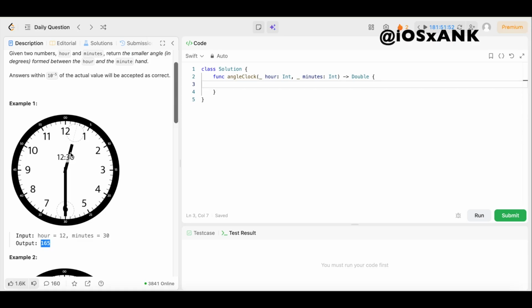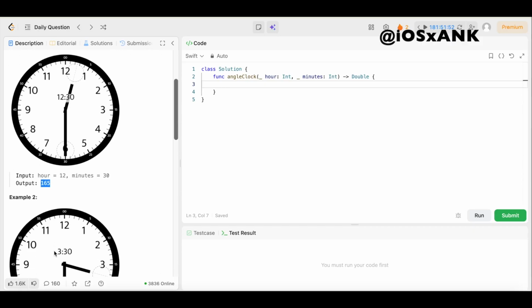When it's 12:30, we have a 165-degree angle. As you can see, it's almost 180. 180 would be a straight line, but it's not quite 180 because the 12 hour hand has started moving clockwise already, because we're at 12:30. So this angle right here on this side is 165 degrees, and that's why we return 165.